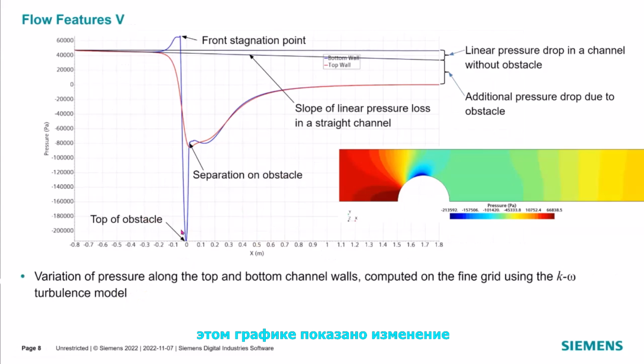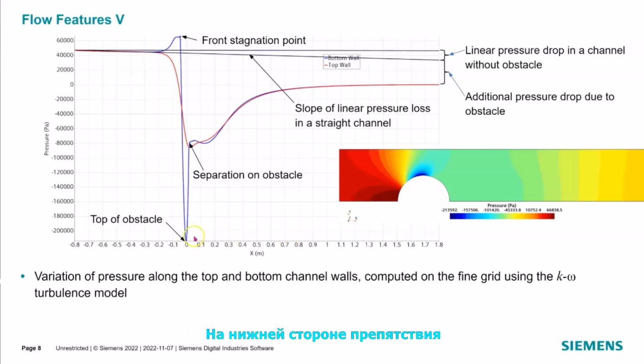This plot shows the variation of pressure along the top and bottom channel walls computed on the fine grid using the k-omega turbulence model. As the velocity near the top wall increases, the pressure reduces and vice versa. Due to the presence of an obstacle on the bottom wall, pressure first increases at the front stagnation point before decreasing rapidly towards the obstacle top. The minimum pressure is found shortly before the top of the obstacle.